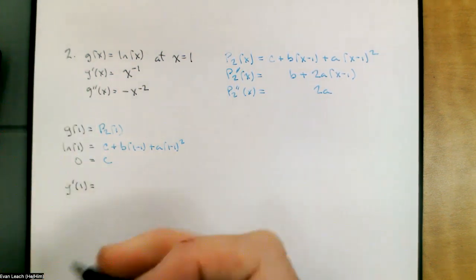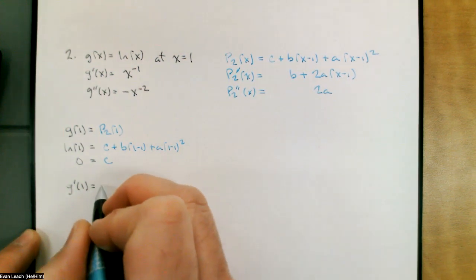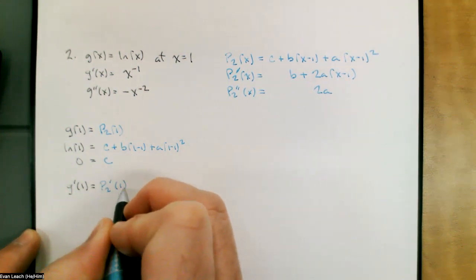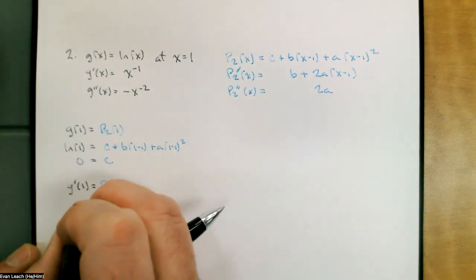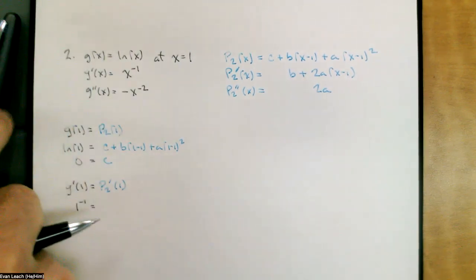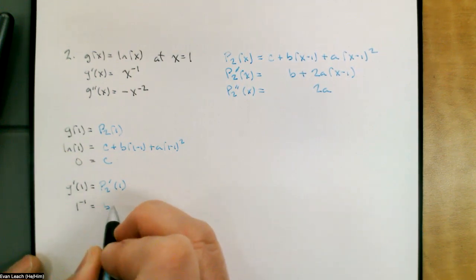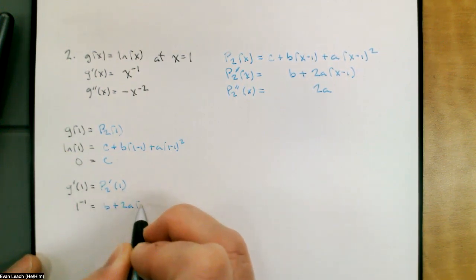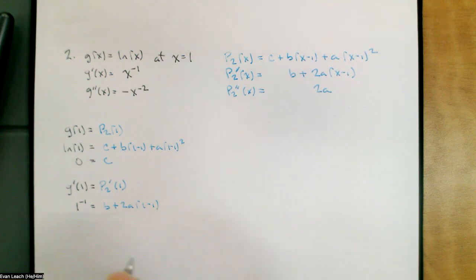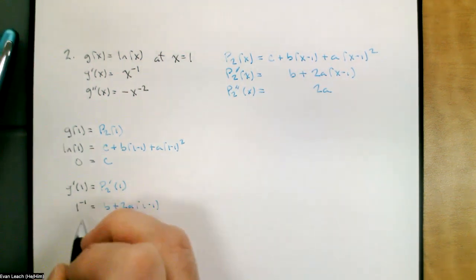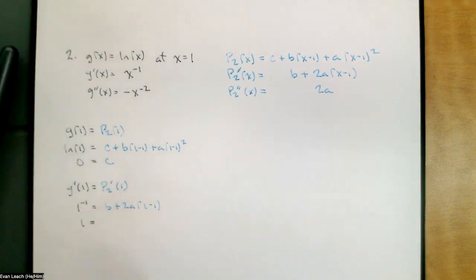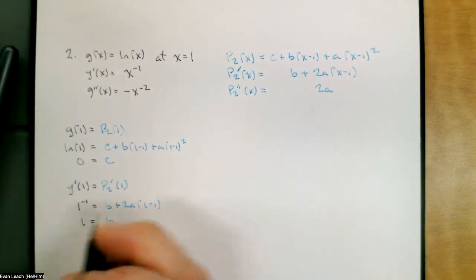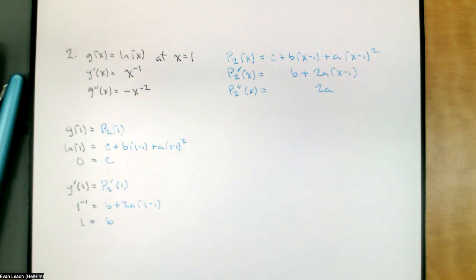Let's match our first derivatives. I want g prime of 1 to equal p2 prime of 1. G prime of 1 is 1 to the negative 1. And p2 prime of 1 is going to be b plus 2a times 1 minus 1. 1 to the negative 1 is 1. And b plus 2a times 0 is b. Now I have the coefficient of x.